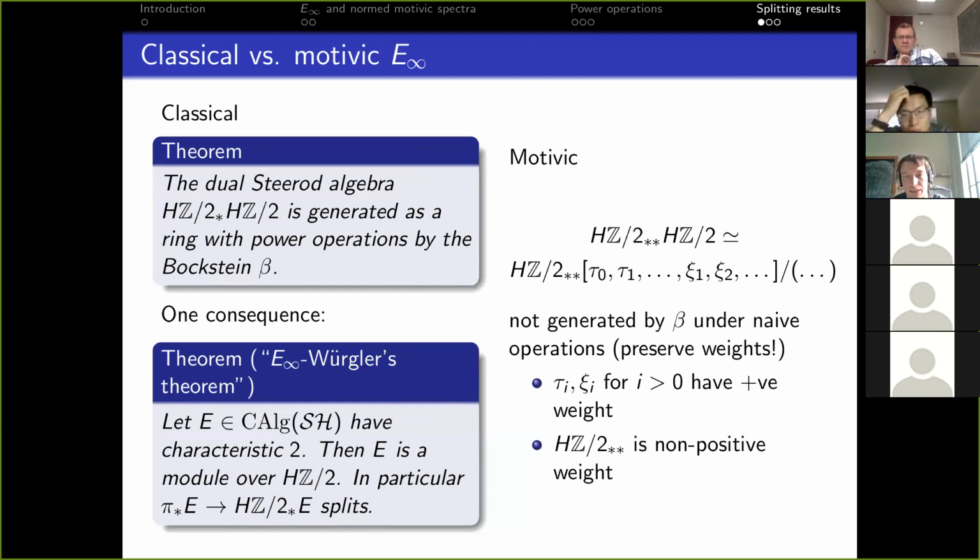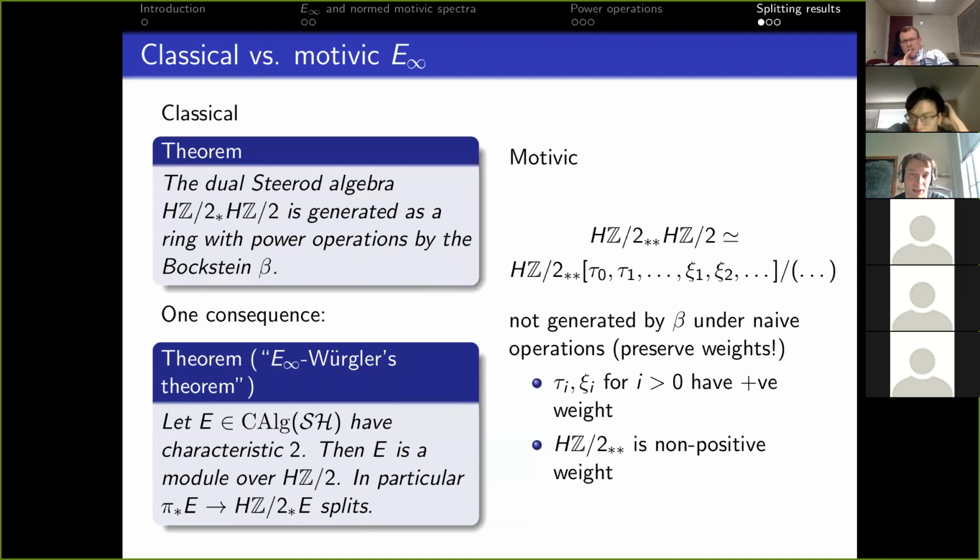And so what happens is that these tau i's and xi i's, except for tau 0, have positive weights. The weight is the second star, so the second degree, so to speak. And also the coefficients have non-positive weight. So now, could it be possible that this thing is generated by the Bockstein and the power operations? Well, just suppose. You have the unit and you have the Bockstein, and they're both of weight 0. And then you're allowed to add some things and multiply some things and multiply by the coefficients. You're still in weight less than or equal to 0, right?